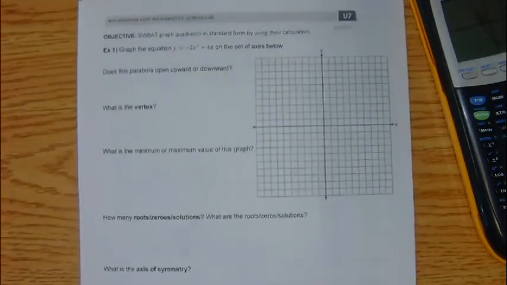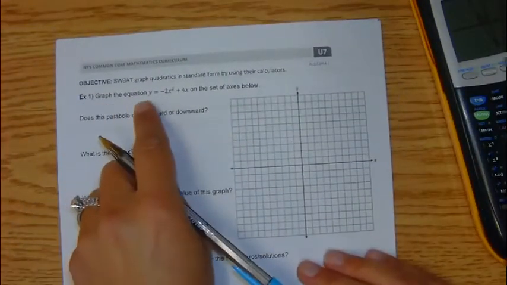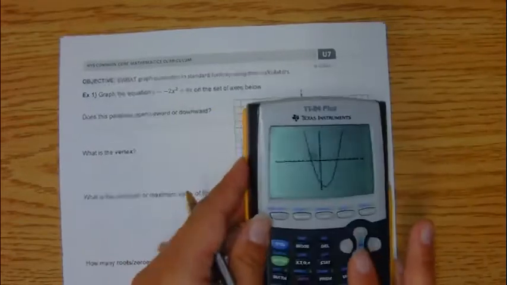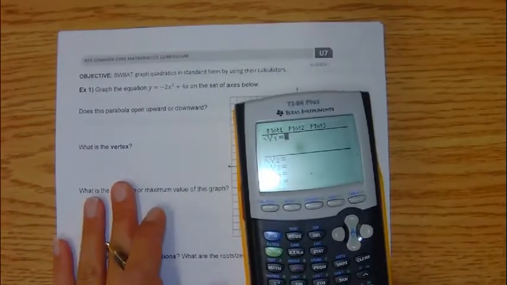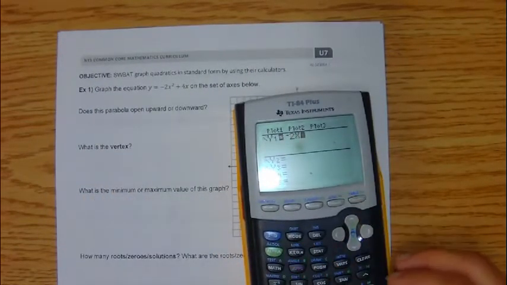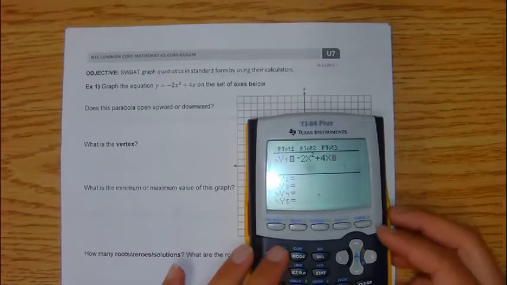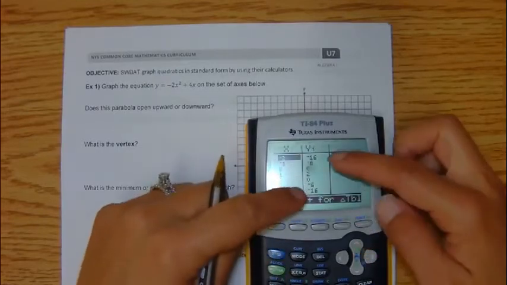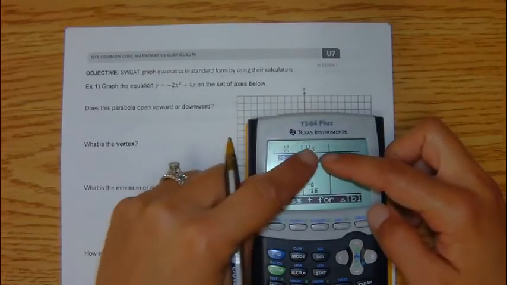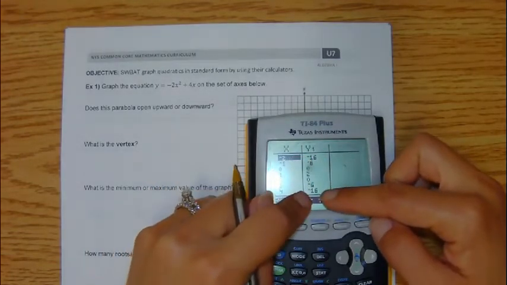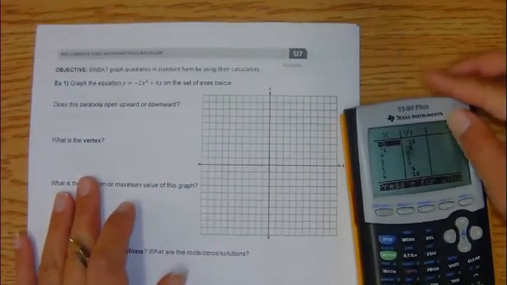If I turn over to my next page, it says graph the equation. We're going to go into the y equals. I'm going to have -2x squared plus 4x. I'm going to go second table. I want to make sure this is symmetrical right here, and it is. Negative 16, negative 16.